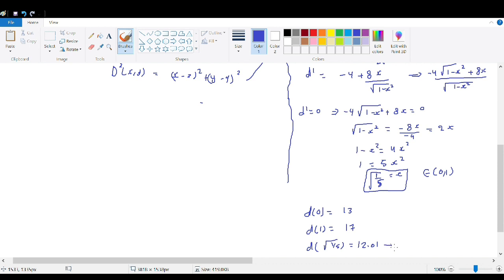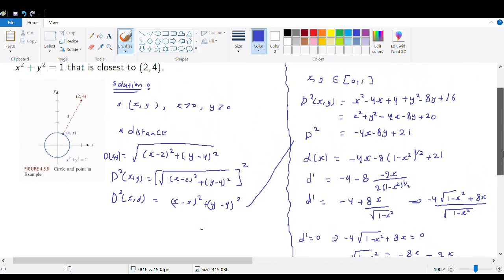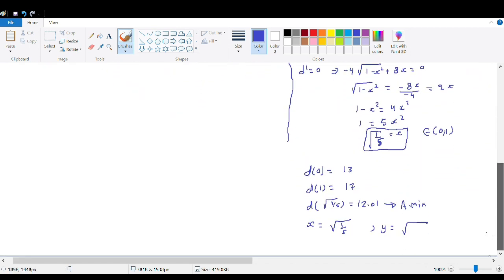So this is the absolute minimum. That means the distance will be the closest distance if x is equal to root of 1 over 5, and we know that y will be equal to the square root of 1 minus x squared, since we said y is equal to the square root of 1 minus x squared. So this will be 1 minus 1 over 5. So the y will be equal to root 5 over root 5. Substitute here 1 minus 1 over 5 and take the square root.